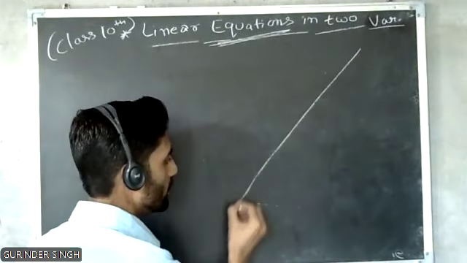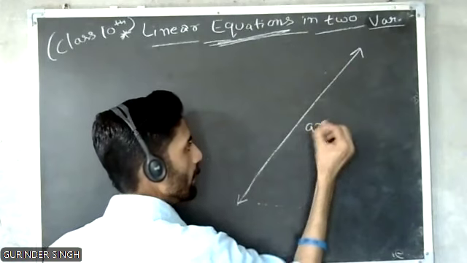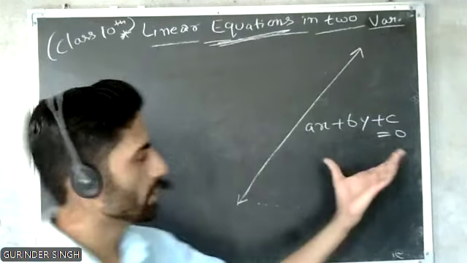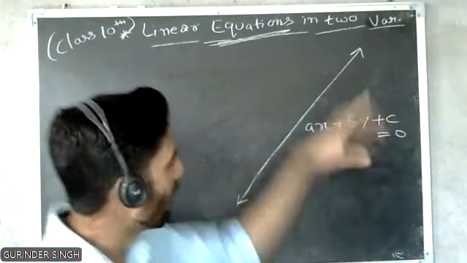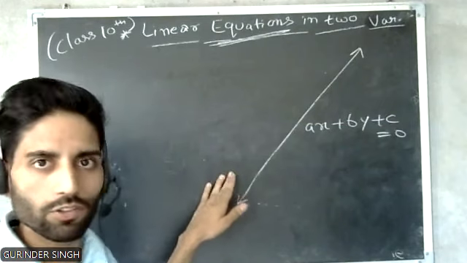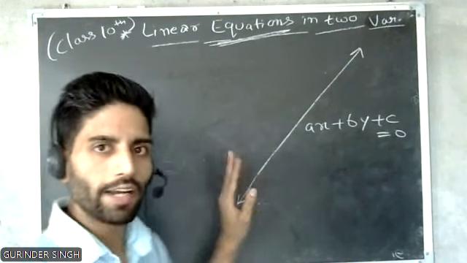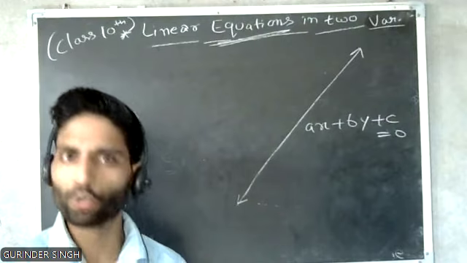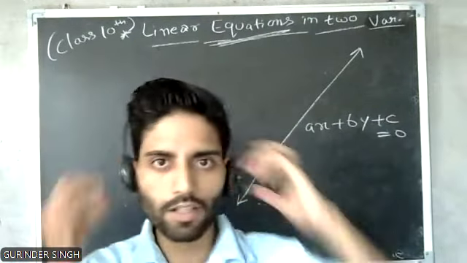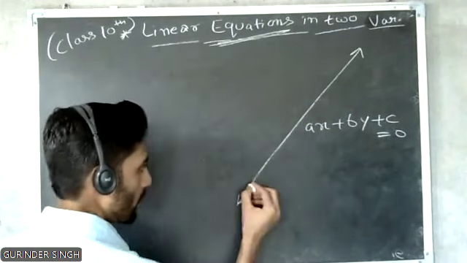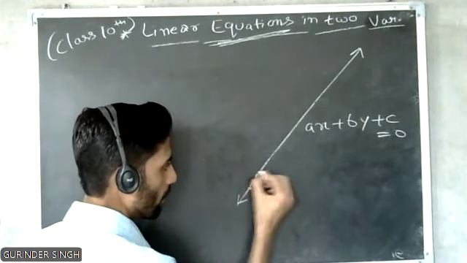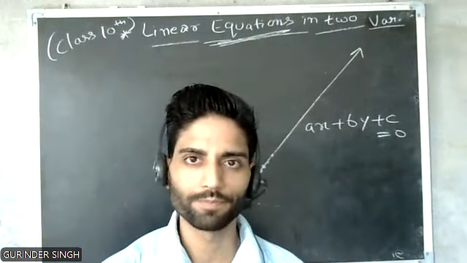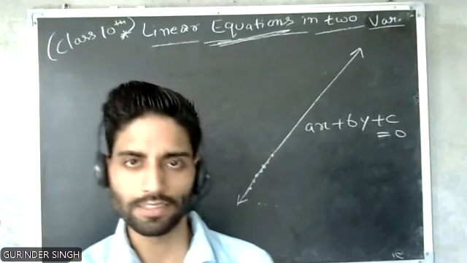What I'm saying is, the general equation is ax plus by plus c equals to 0, right? This is the general linear equation in two variables, and its graph is always a straight line. And on a straight line, there are infinitely many points. You can't count how many points there are. This is the first point, second, third, fourth, fifth, sixth, seventh, right? There are infinite points on a line.